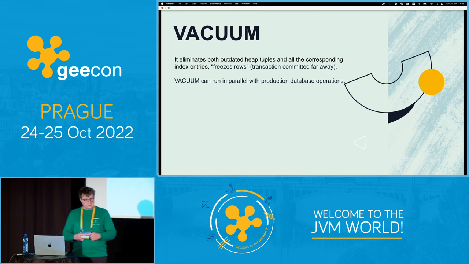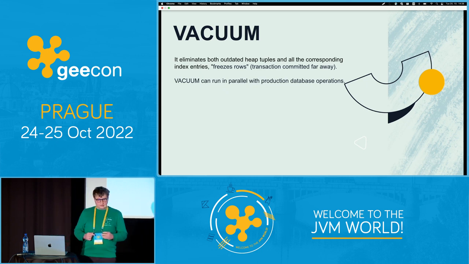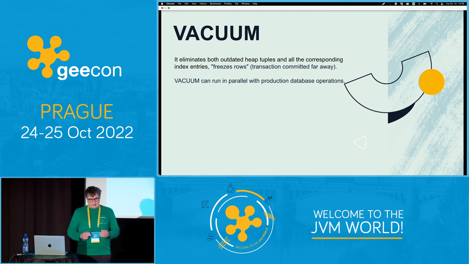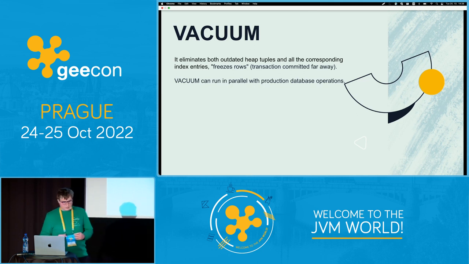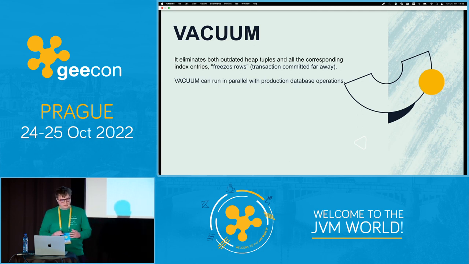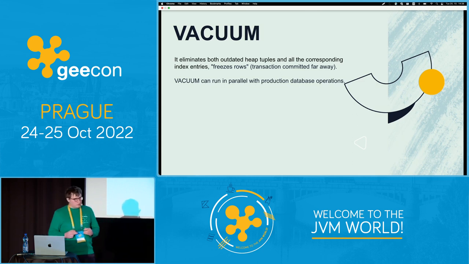So now you have to clean your database, and Postgres provides the vacuum operation. First, it eliminates outdated tuples, and it also freezes rows, which resolves the problem with ID wraparound. And vacuum can run in parallel with production database operations. So in theory, when you run vacuum, it should not block your read or write operations. But in practice, it's slightly different. It can affect performance. We'll take a look.